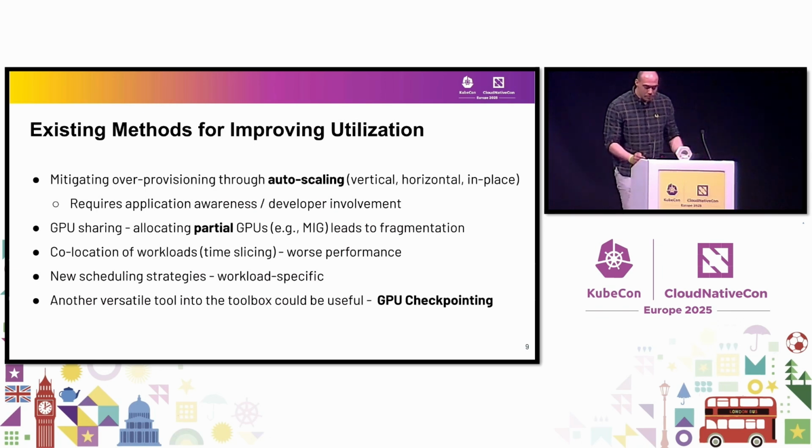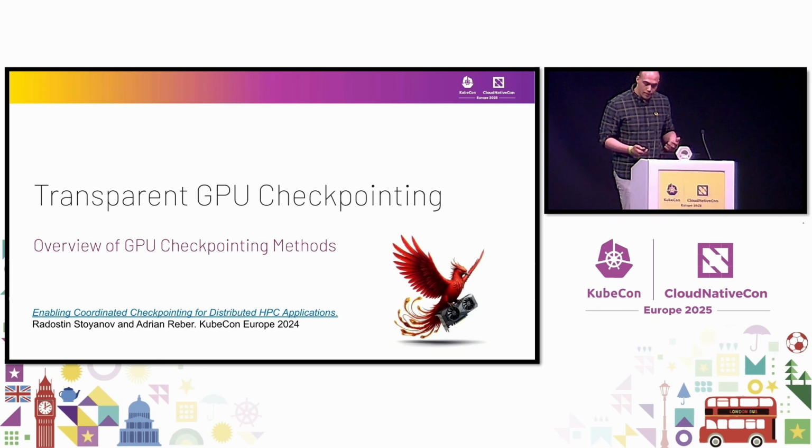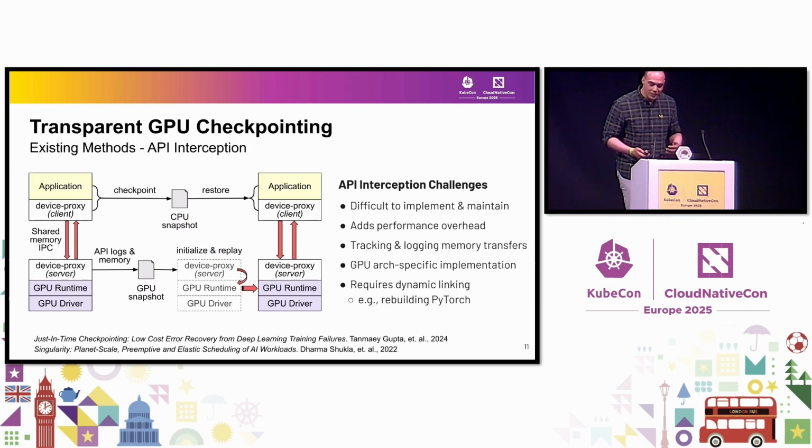Thanks, Vicky. As Victoria mentioned, transparent GPU checkpointing can be used for improving resource utilization or providing fault tolerance for GPU accelerated workloads. Last year at KubeCon, we had a talk presenting how we can enable coordinated checkpointing for distributed applications. At the end of our talk, there were many questions about how we can actually checkpoint restore GPU applications. And this is a follow-up session on this talk.